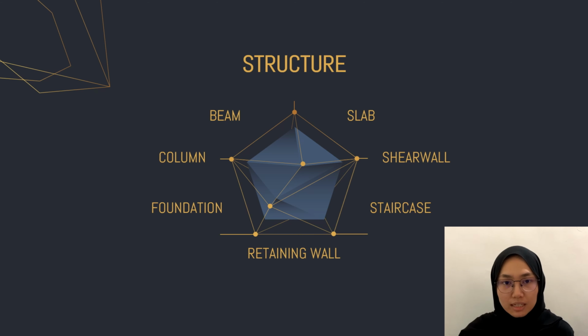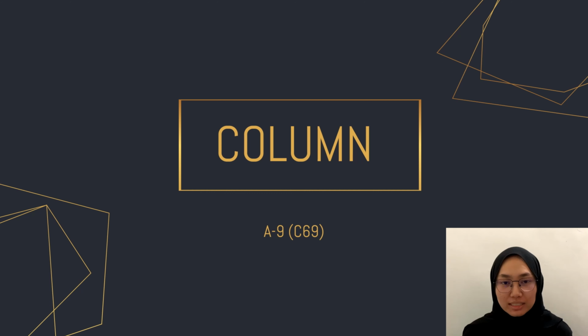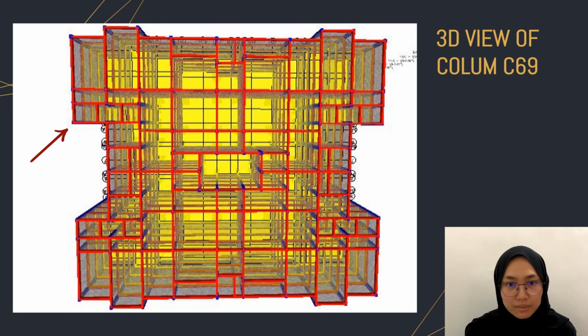The following are structural elemental designs that are included in this project, which are beam, slab, column, shear wall, foundation, staircase, and retaining wall. I am Nur Hanis Elisa binti Hamidun and I will explain about the chosen structural design, which is column. The chosen column is C69. From this plan view, the chosen column, C69, can be clearly seen. It is located at one of the corners in the building.